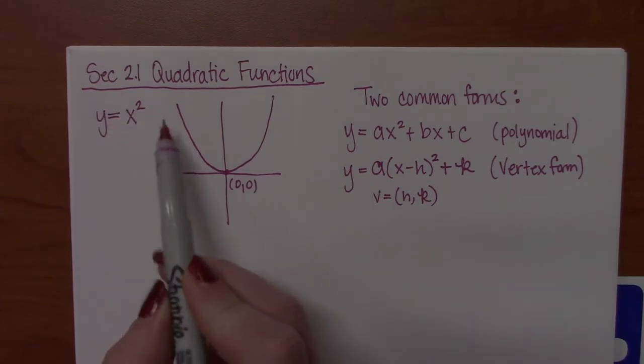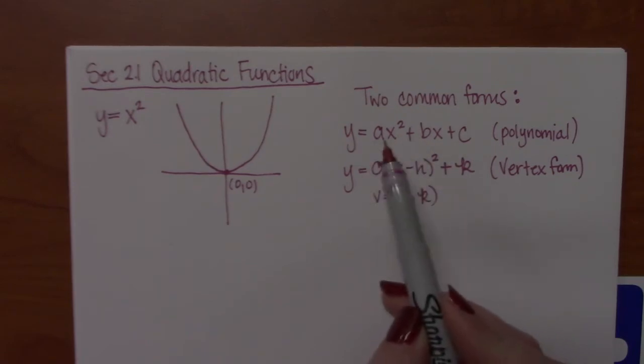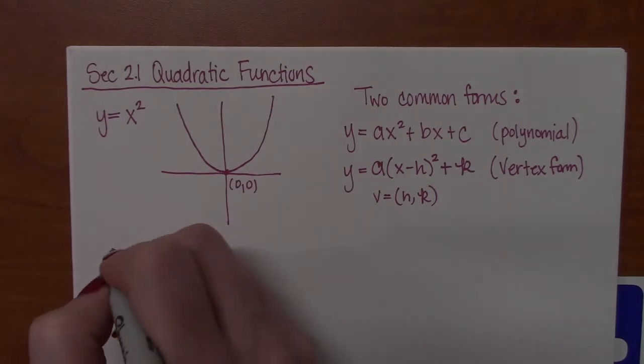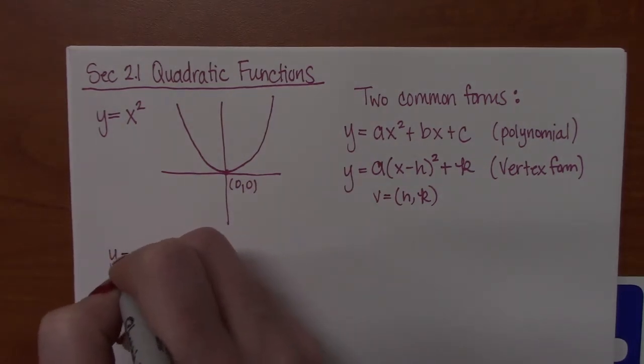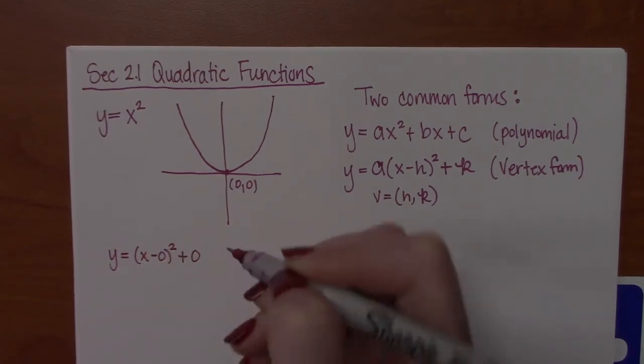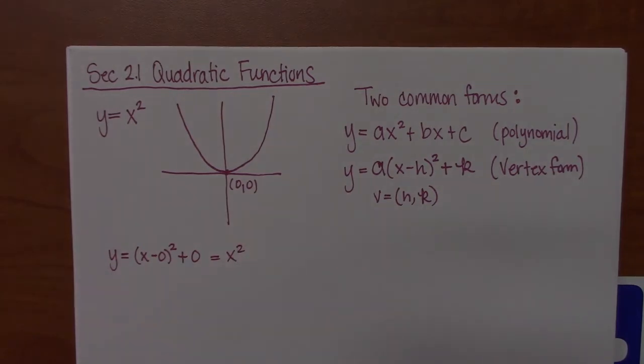So this guy right here is technically in ABC form, where a is 1, b is 0, and c is 0. But if I wanted to write this in vertex form, it would simplify right back to x squared. If I wrote this in vertex form, you can see the h value of the vertex is 0 and the k value of the vertex is 0. This one's kind of silly because it's too basic, but we're going to move it around in a minute and let you see what's going on.